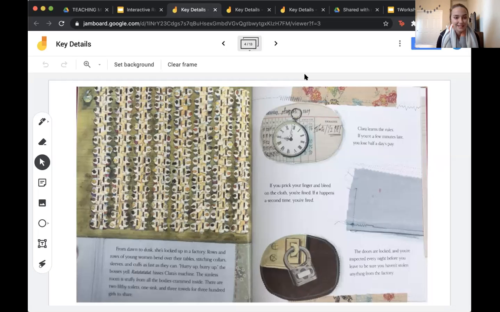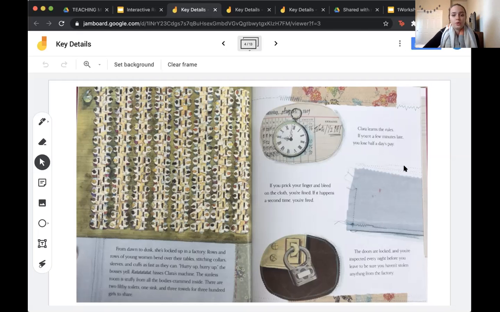Let's do it. From dawn to dusk, she's locked up in a factory. Rows and rows of young women bend over their tables, stitching collars, sleeves, and cuffs as fast as they can. Hurry up, the bosses yell. Rat-a-tat-tat, hisses Clara's machine. The sunless room is stuffy from all the bodies crammed inside. There are 2 filthy toilets, 1 sink, and 3 towels for 300 girls to share.